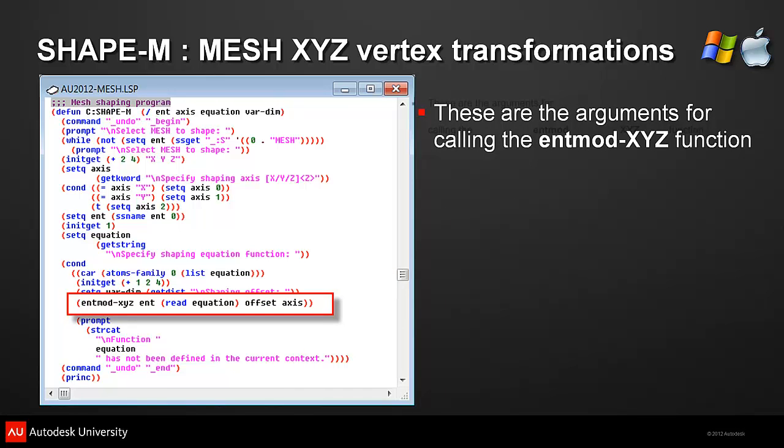The endmod-xyz function is the one that makes the vertex coordinates transformation. It will receive the four user-specified values as its arguments. Equation is entered as a string, so it must be transformed into a symbol applying the read function. As always, you can find the finer details for this function explained in the handout.